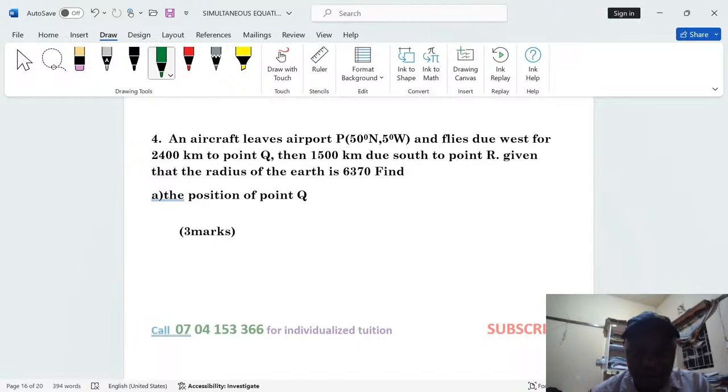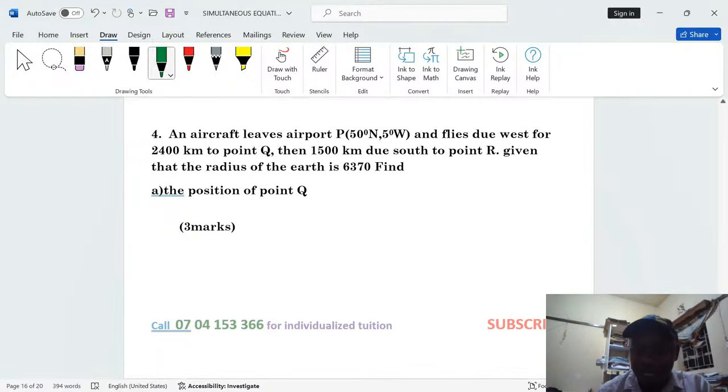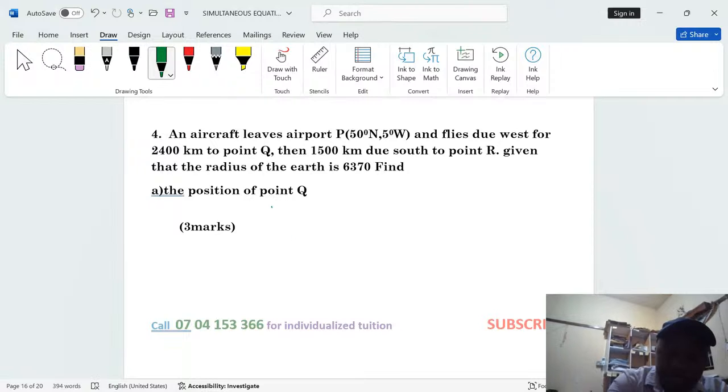We are moving from P all the way to Q, and it is due west. When you are moving either due west or due east, you are moving along a small circle. When you are moving either northwards or southwards, you are moving along a longitude, and that is a great circle. Therefore, in this case, we are moving to the west, and that means along a small circle. The distance is already known.